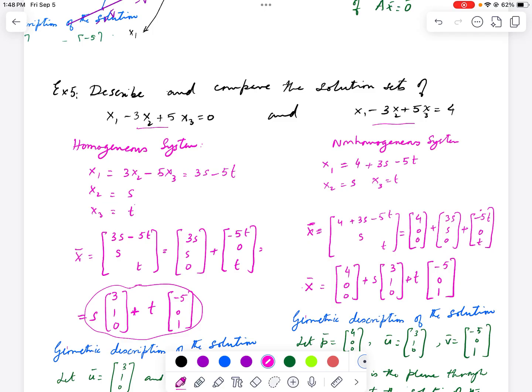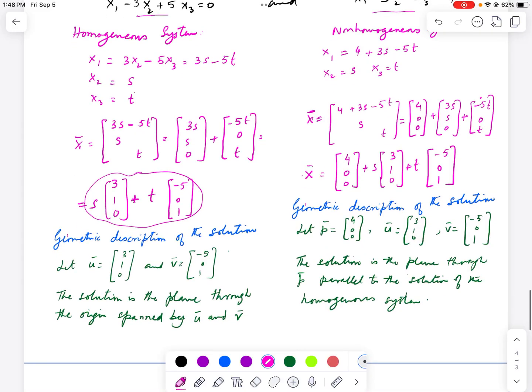That is a linear combination of these two vectors. If we call one vector u and the other vector v, then the solution will be the plane spanned by u and v, and it passes through the origin. That is important: it passes through the origin and is spanned by u and v. This is another way of writing what we mentioned earlier: a plane passing through u, v and 0 is the same thing as a plane spanned by u and v.